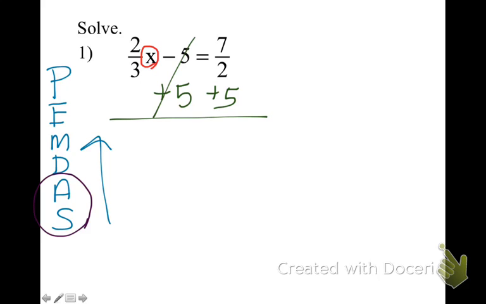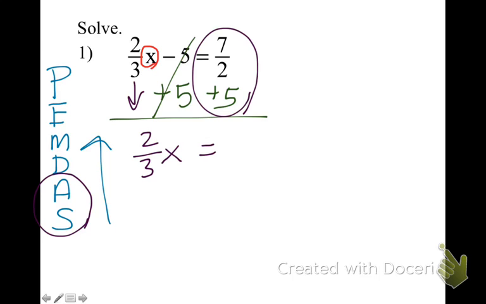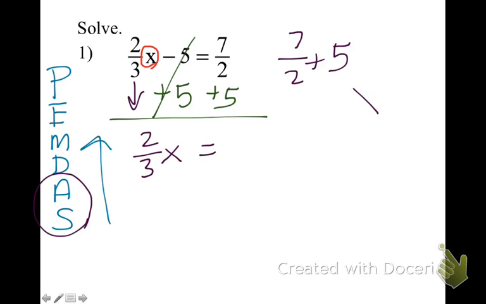Now my 5's are going to cancel out. My 2/3 x is going to come on down. Whoops, that's a bad x. Then I now have to add this fraction, this whole number. So I have 7/2 plus 5. So how do I change this whole number into a fraction? Remember, we can take that whole number and we can put it over 1.